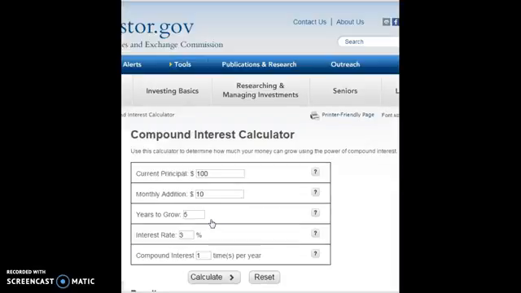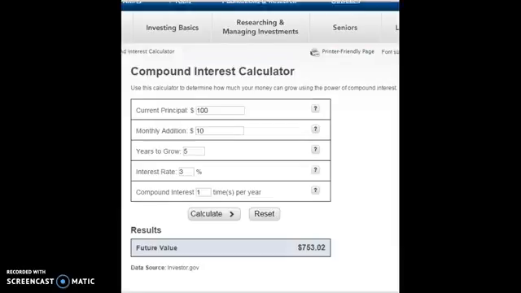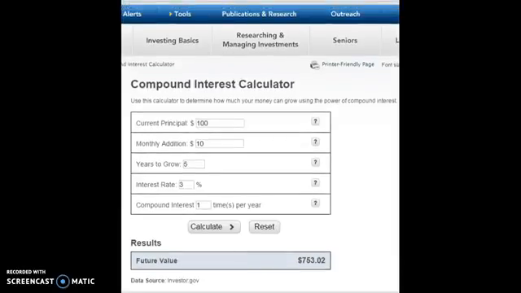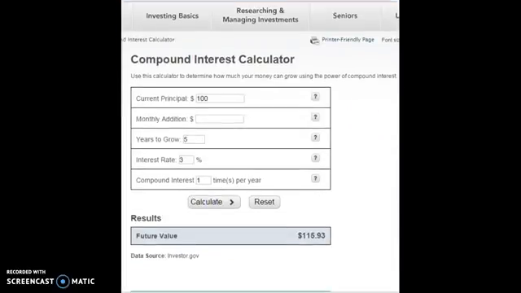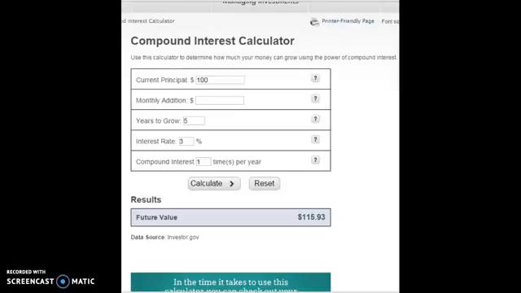So when I click calculate and scroll down, in 5 years, my initial investment of $100, if I put $10 a month in, will be $753.02. That's pretty amazing. Let's say that I did not have the monthly addition, and this will tell us purely without the additional money how the compound interest works, and it's $115.93. So still not too bad.